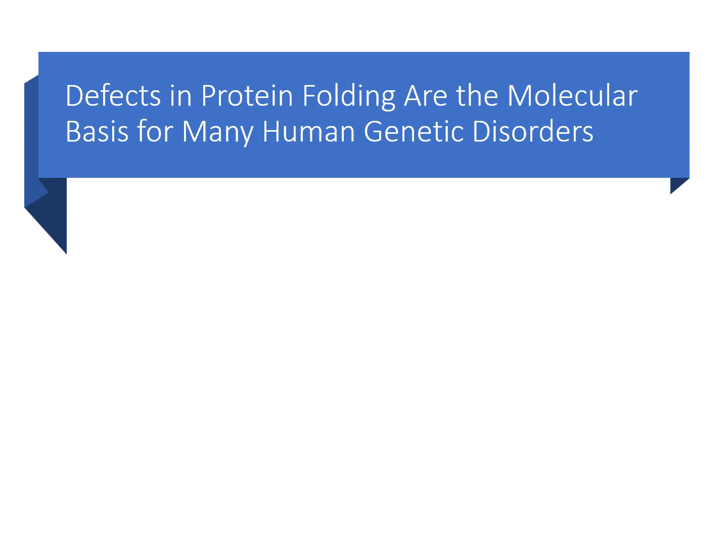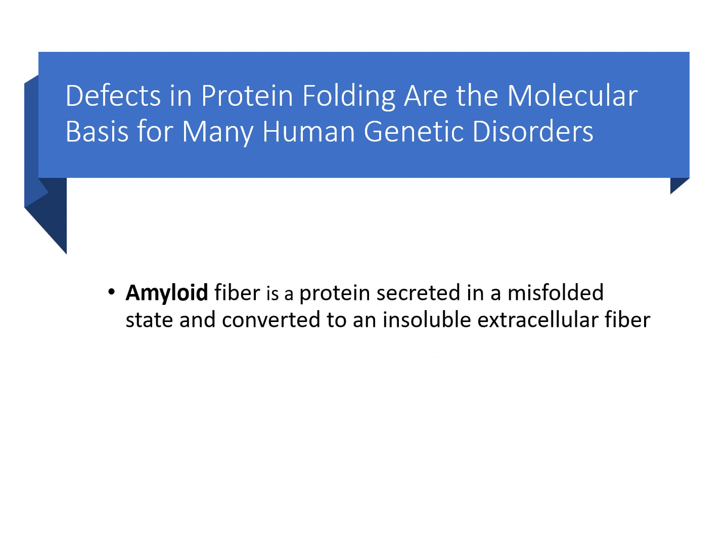The role of correct protein folding in maintaining an individual's health really can't be underestimated, because defects in protein folding are the molecular basis for many human genetic disorders. Defects in protein folding lead to the formation of aggregates. One example is an amyloid fiber. Here, a protein is secreted in a misfolded state, and the key term here is inter, because generally we don't want proteins aggregating together, forming inter-protein connections. In this case, the misfolded state will lead to the conversion of a bunch of proteins into an insoluble extracellular fiber.